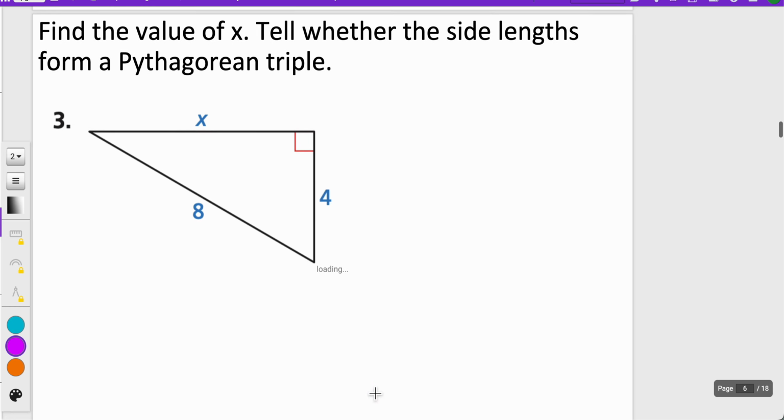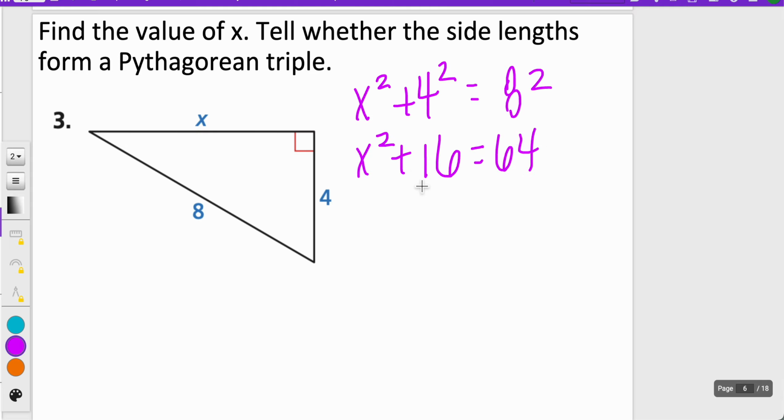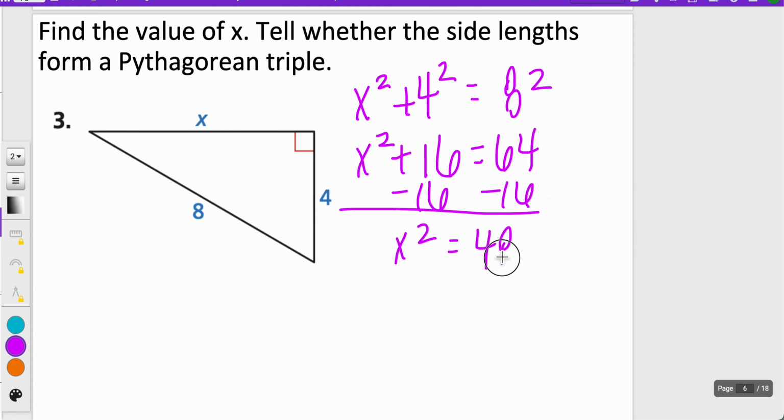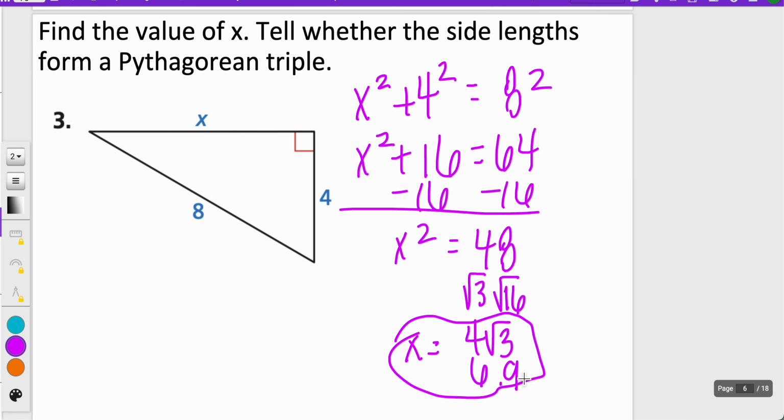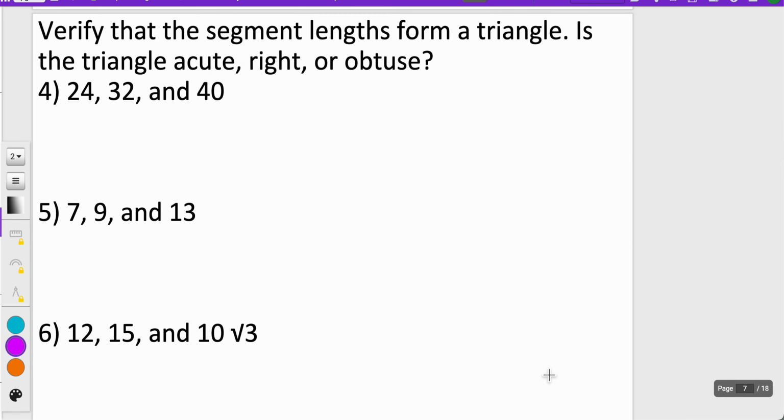Okay. Next up on number 3, we have x squared plus 4 squared is equal to 8 squared. X squared plus 16 is going to give us 64. Subtracting 16 from both sides, we get x squared is equal to 48. Not a perfect square, so you could do one of two things. It doesn't say to simplify the radical, so if you wanted to, you could do square root 3 times square root 16, which is 4 square root 3, or just give me the decimal, which is rounded to about 6.9. So either one of these answers would work, and these are not triples either, so we would say no here.